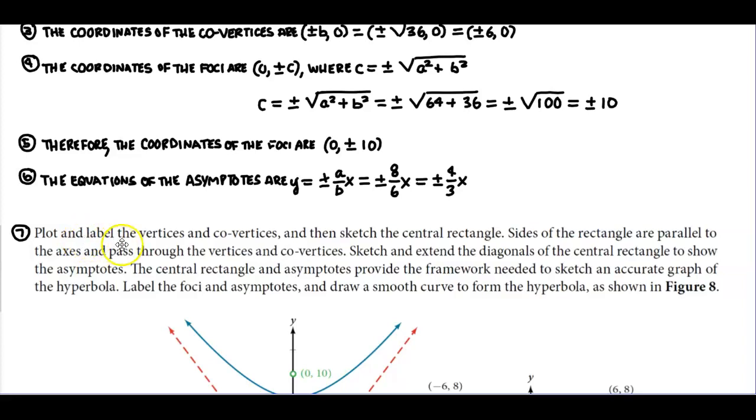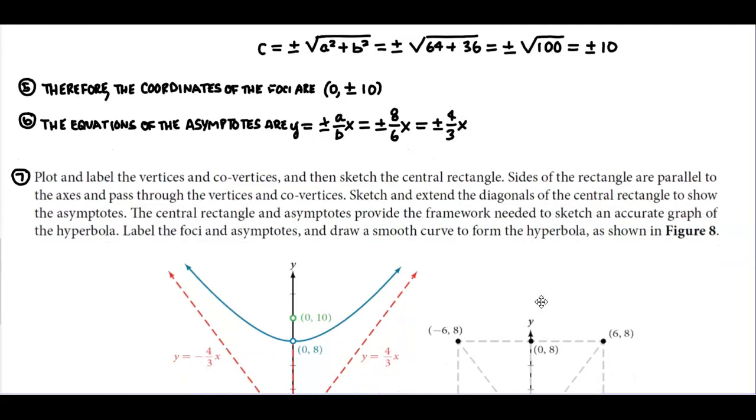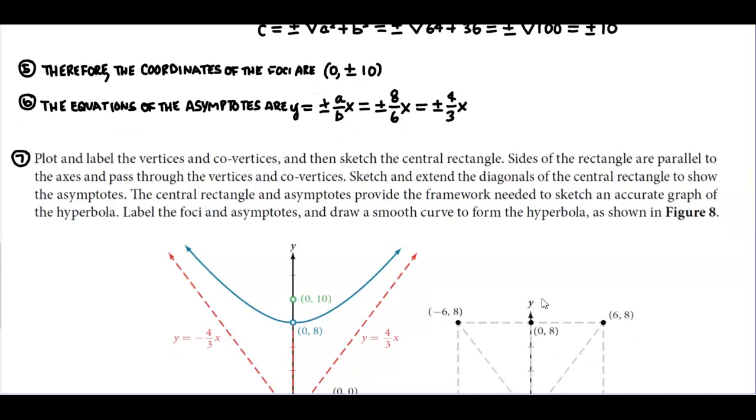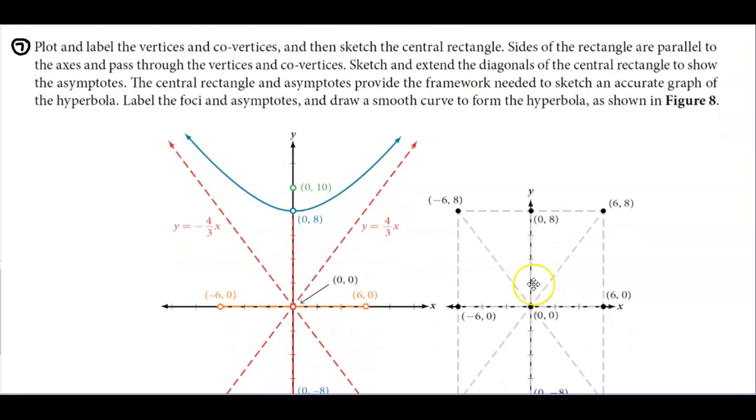Number 7, we're going to plot and label the vertices and co-vertices, and then sketch the central rectangle. Sides of the rectangle are parallel to the axes and pass through the vertices and co-vertices. Sketch and extend the diagonals of the central rectangle to show the asymptotes. The central rectangle and asymptotes provide the framework needed to sketch an accurate graph of the hyperbola. Label the foci and asymptotes, and draw a smooth curve to form the hyperbola.